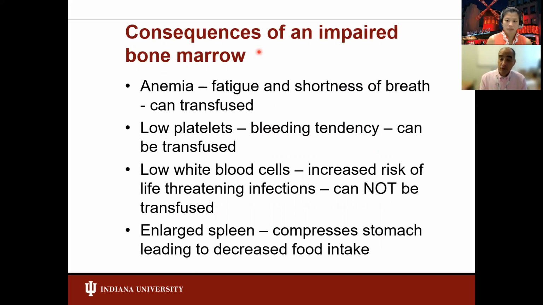So if you don't have enough red blood cells, we call that anemia. And if you can't deliver the oxygen that's necessary for the body to do its function, then people get fatigued, they get short of breath. Now, if you don't have enough of those red blood cells, you can temporarily fix that by giving a blood transfusion.